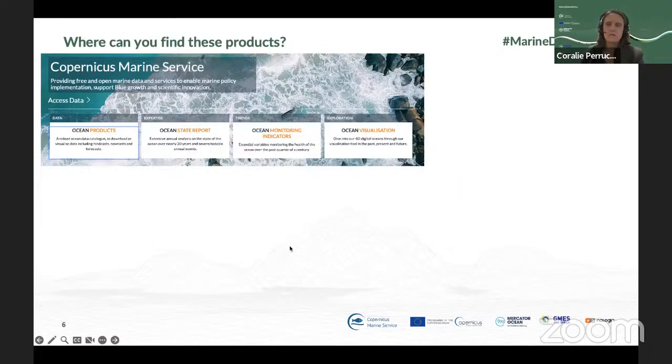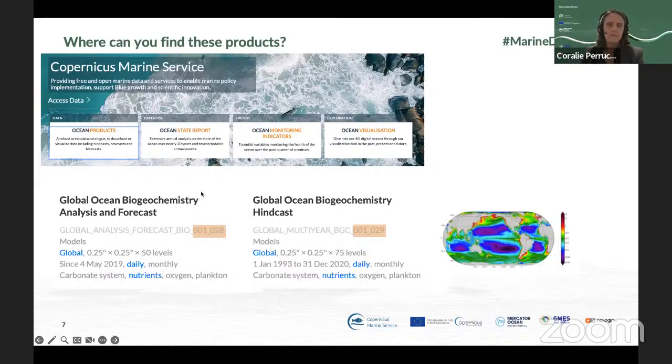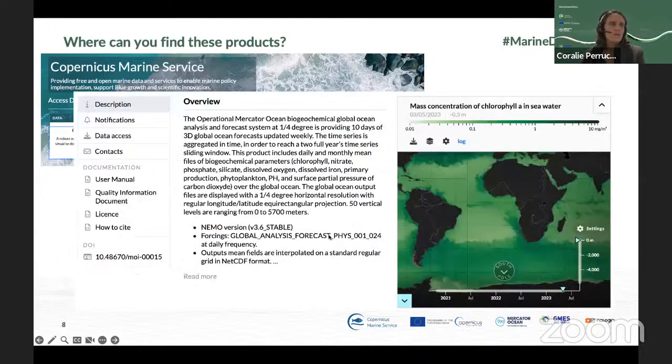So how to get this product? You go to the Marine Copernicus catalog, you click on ocean products. Then you search for products 128 or 129, 128 for the near real time and 129 for the multi-year. And you have then a small description of the product features. In the documentation tab, you have the quality information document that presents a thorough assessment of the product. And from now on, I will focus on the near real-time product by showing some plots of the validation procedure.